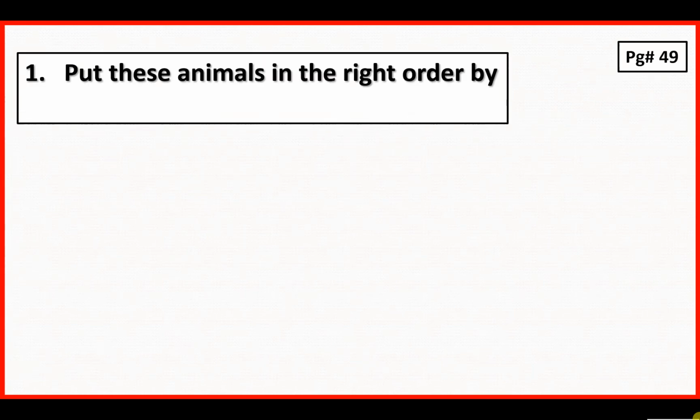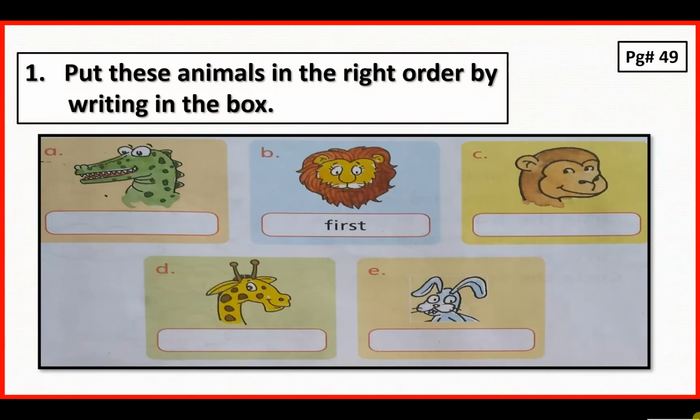Now I am going to do page number 49, question number 1. Look at these animals from the zoo train on the previous slide. They are in the wrong order. Put them in the right order by writing in the box. The first one is crocodile. Can you tell me which position the crocodile has in the zoo train? Yes, crocodile has 6th position, so here we write 6 in this box.